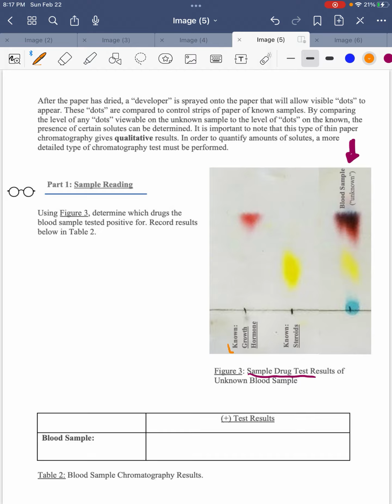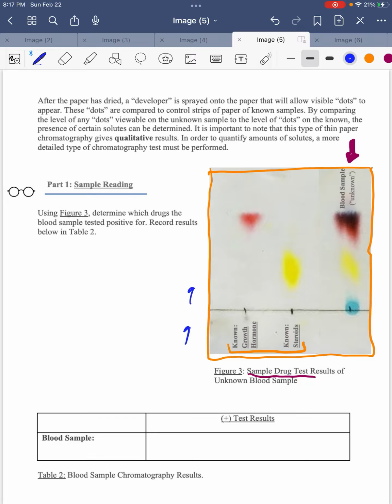Over here are the knowns. So imagine this whole rectangle is that piece of paper that we put into that beaker, and we allowed the fluid to travel up the paper. And as the fluid traveled up the paper, it took certain chemicals with it that can show as dots. So here's how you would read this sample. Here we have our knowns. So here's known number 1 for growth hormone. Growth hormone in this particular test would show as a red dot here.